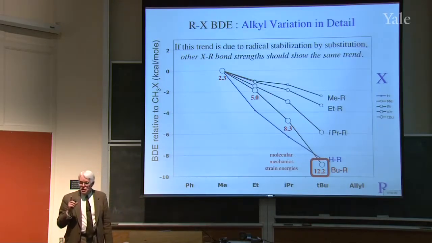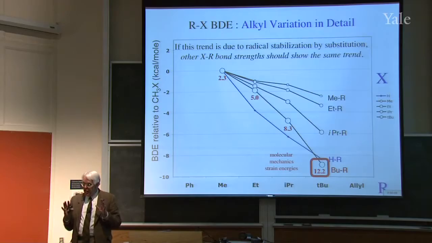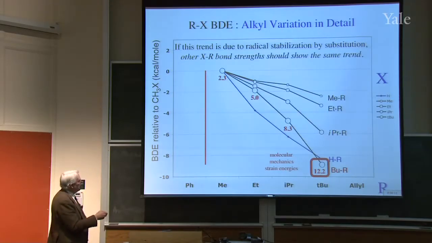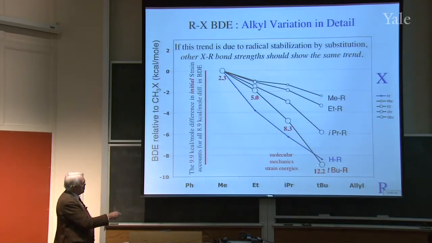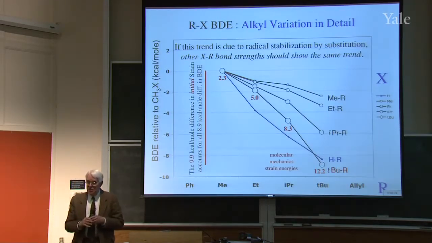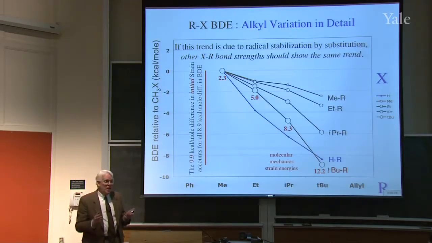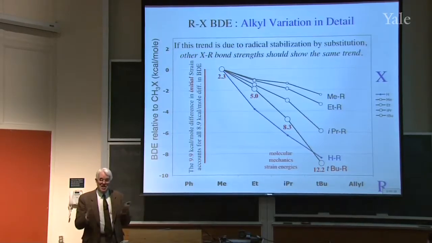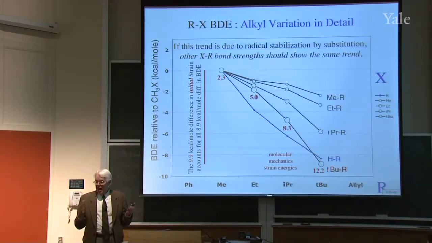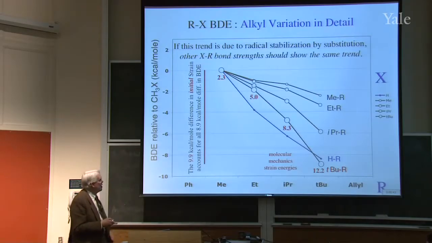Now notice something interesting. Those are strain in the starting material, right? But notice that the range of that, from 2.3 to 12.2, is 9.9. So that's bigger, in fact, than the whole range of this difference attributed to differences in the radicals, right? That is, in the case of tert-butyl, the starting material is strained enough to explain the entire difference of why it's easy to break tert-butyl. Not the radicals, but the starting material, right?